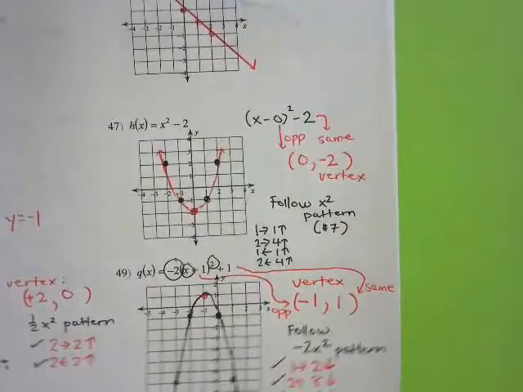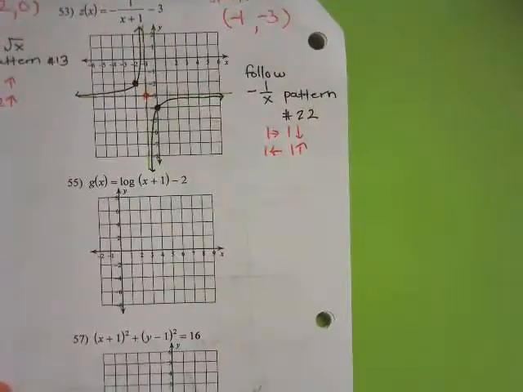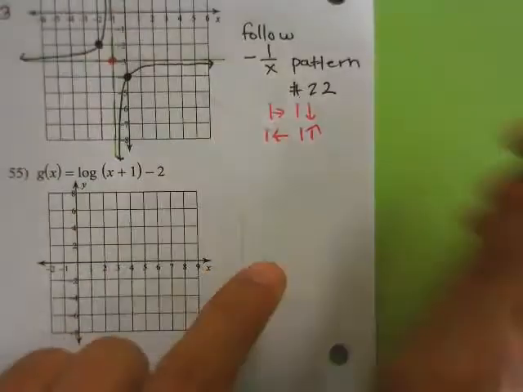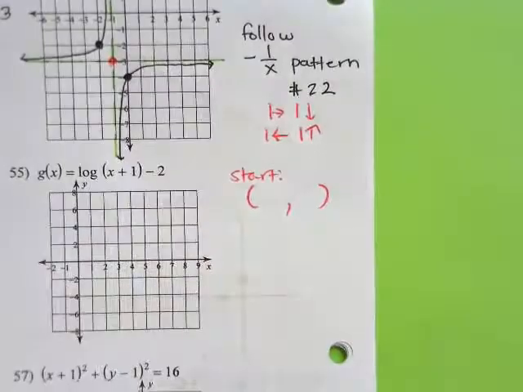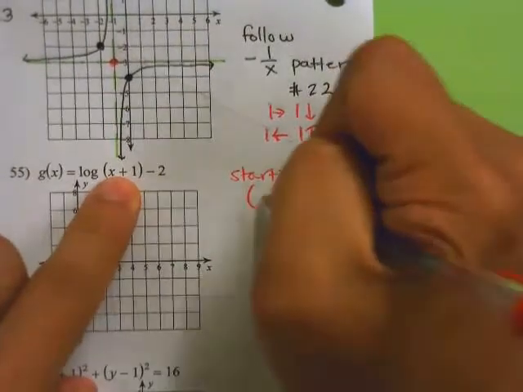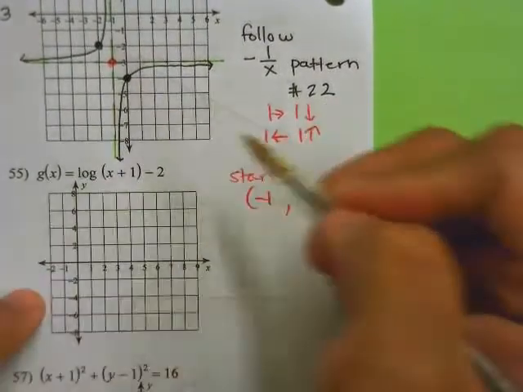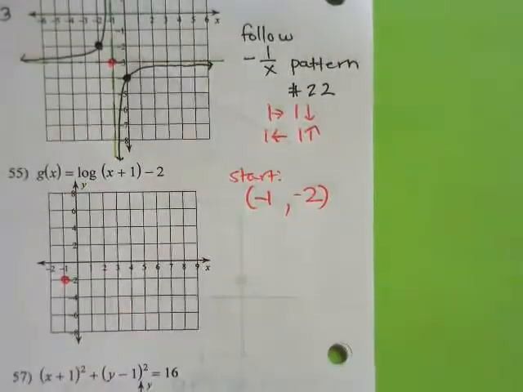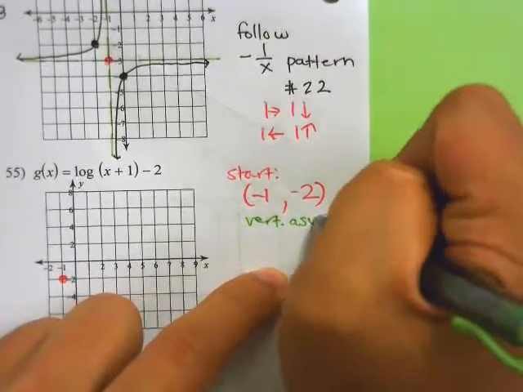just graph that one. So I think a good example would be number 55 over here. Okay. All right, hopefully by now, in this third video, you can find your vertex or your starting point. So your starting point is going to be -1, -2, right over here. And then you are going to make a vertical asymptote.